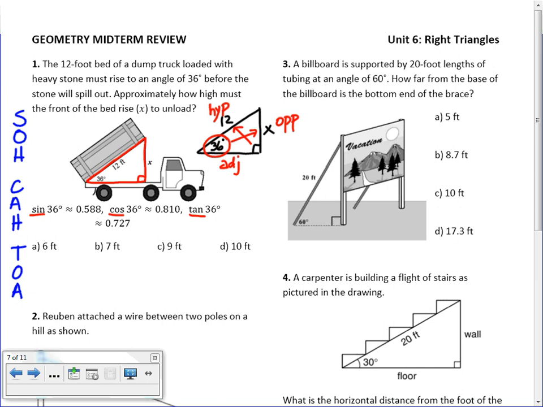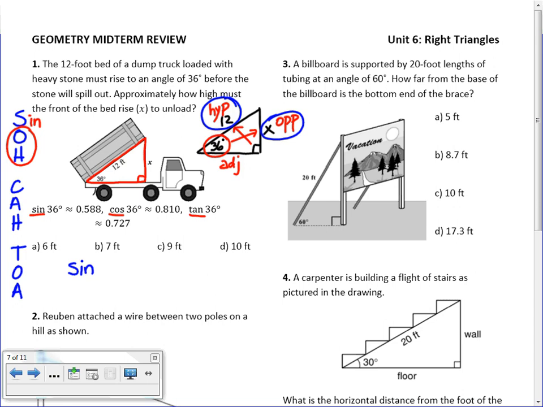So I look at what has been given to me and I see that I have an x, which is the opposite, and I have a 12, which is the hypotenuse. So I'm looking for one of my trig ratios, sine, cosine, or tangent, that uses the opposite and the hypotenuse. And so now I know I need the sine function. So now I've determined that I need sine. So I can go ahead and put that down as the first part of my equation.